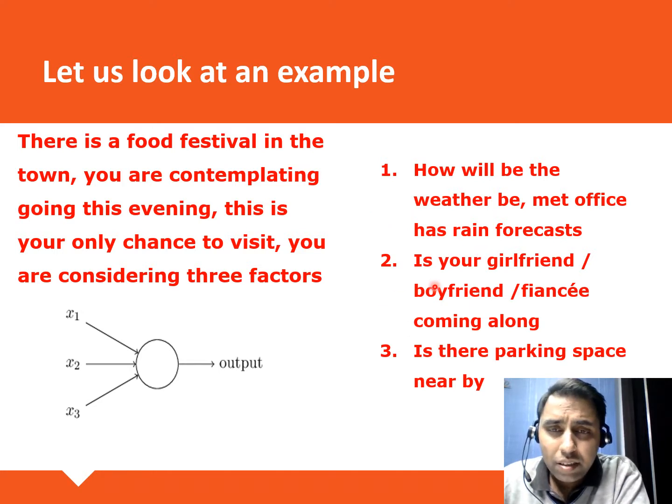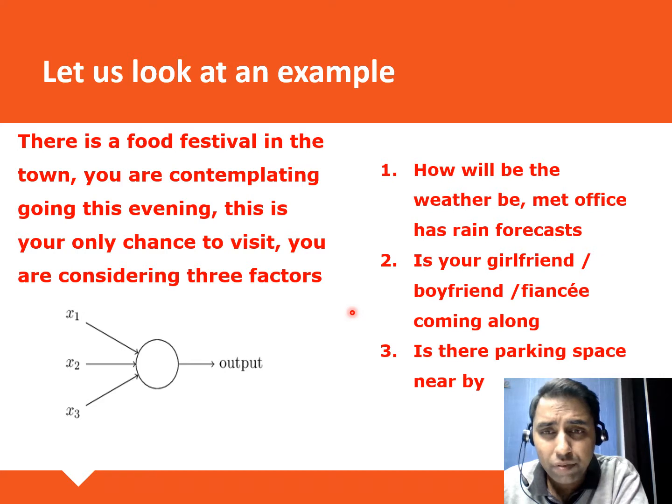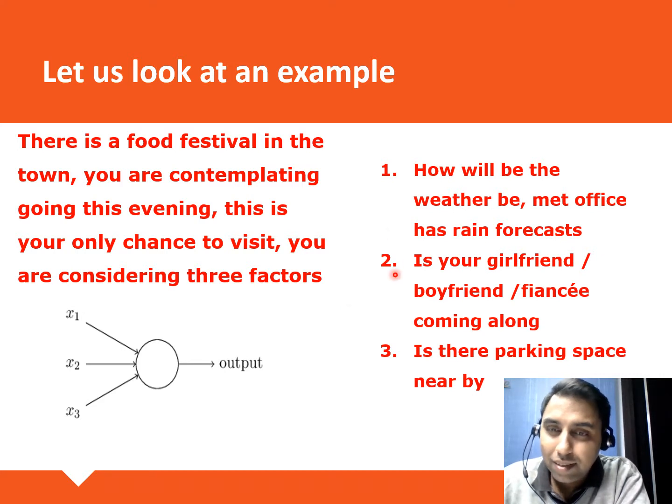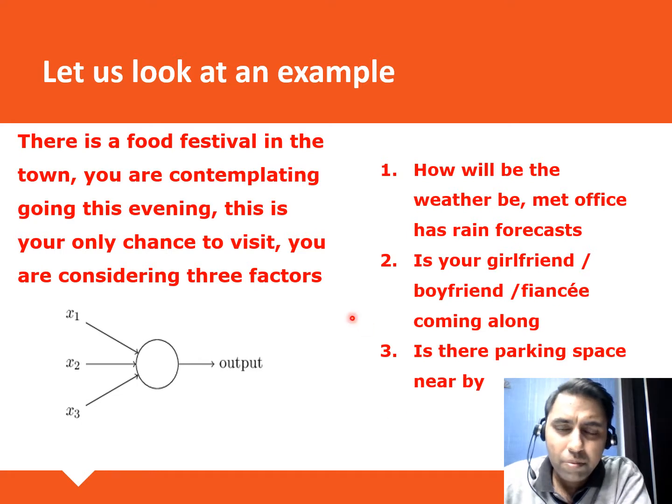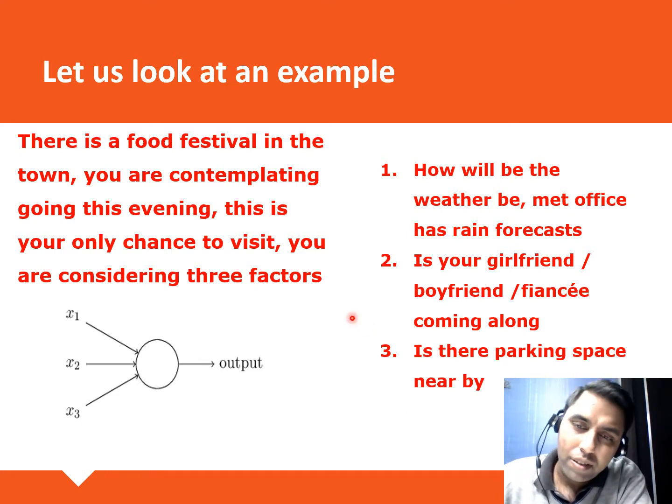The second condition that you're looking at is what kind of company you will have. Will you be accompanied by your girlfriend, boyfriend, or fiance? So that's the second deciding factor for you. And the third one is, if you drive to the venue, will you have a parking space nearby? So these are the three factors on which you're trying to find out information, and basis this you will decide whether or not you will go to the food festival. So, a classic problem of decision making.